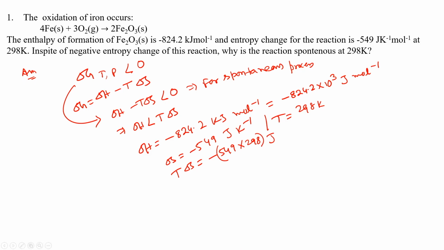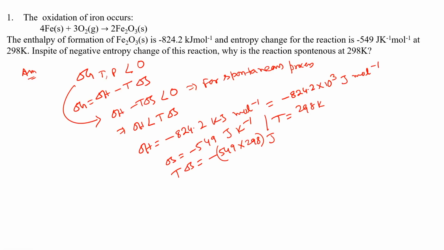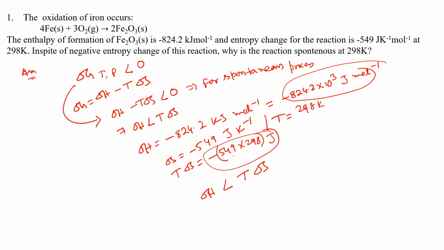Okay, so if we multiply this, we see that delta H is lower than T delta S. Here you see that T delta S has the negative sign also. So this means the T delta S value is greater than delta H. Okay, so that's why the process is spontaneous.